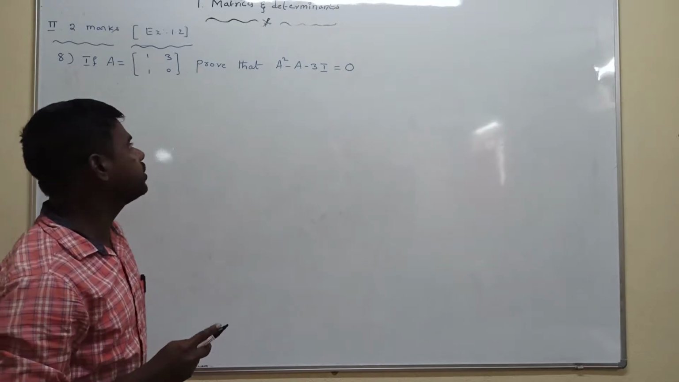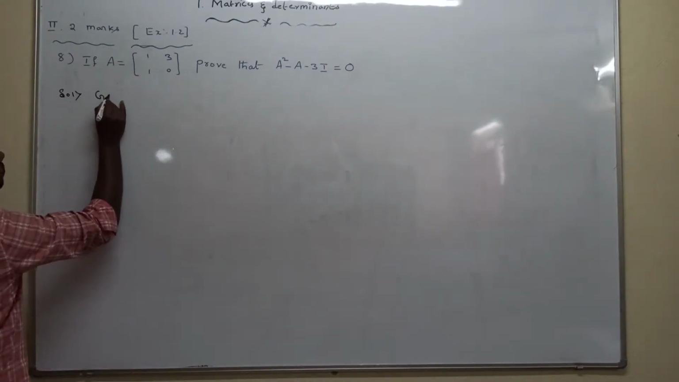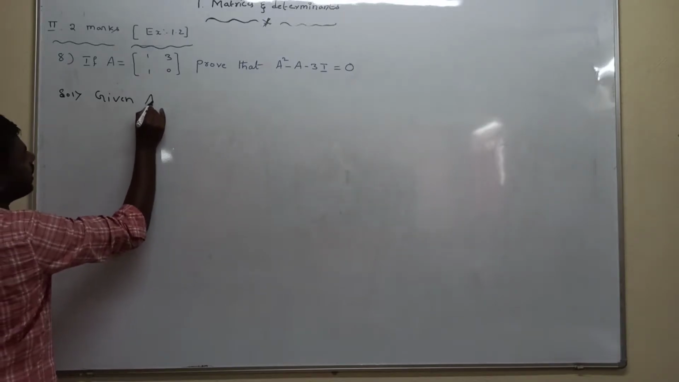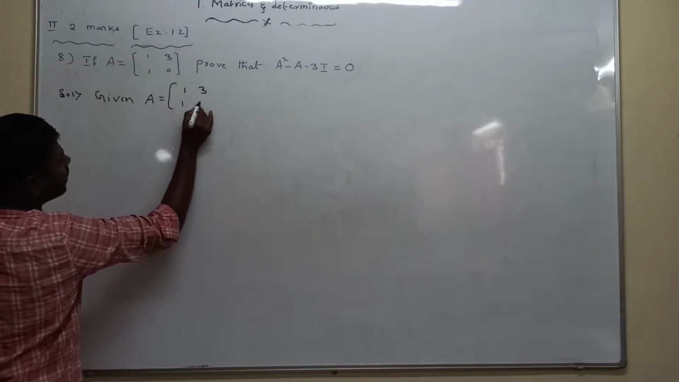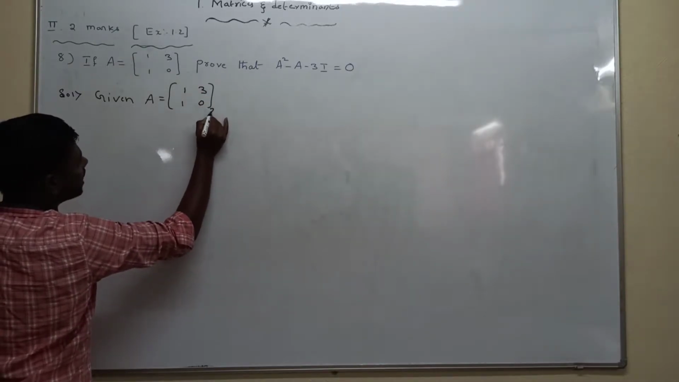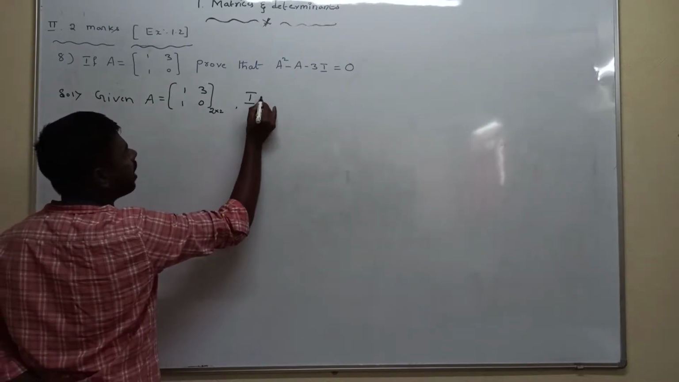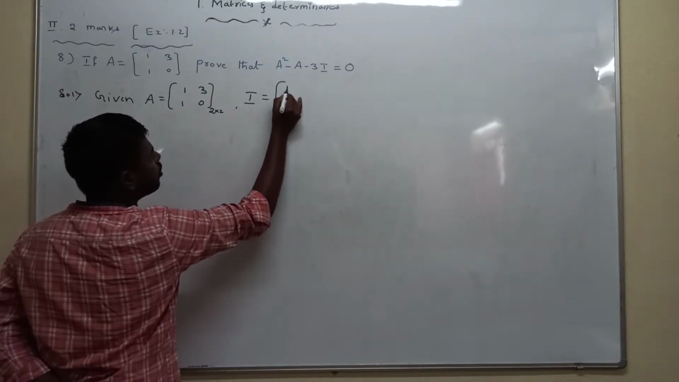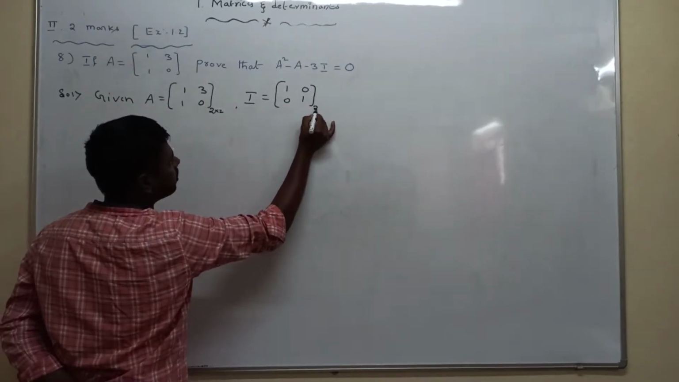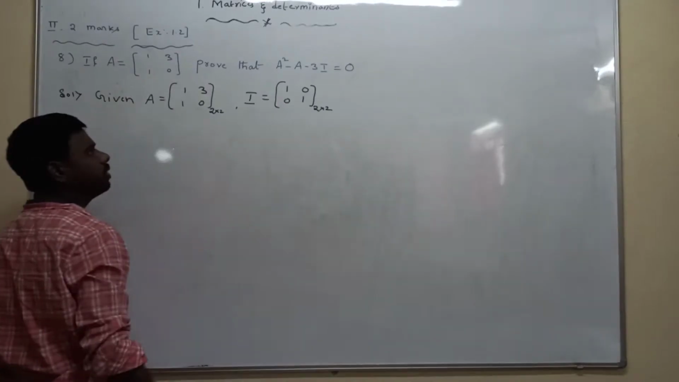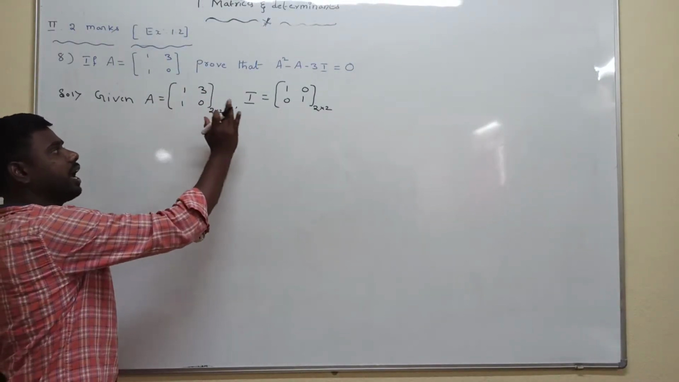Now we are going to the solution. Given A is equal to [1, 3; 1, 0]. So the order of matrix A is 2 by 2. That's why I am taking the identity matrix as a 2 by 2 matrix only: [1, 0; 0, 1].